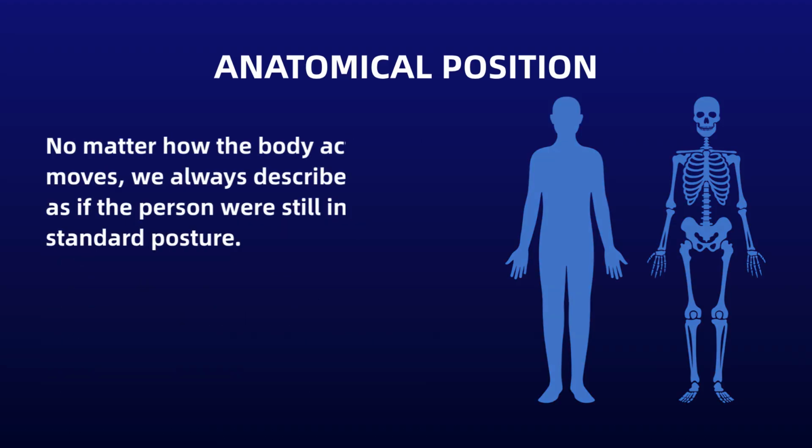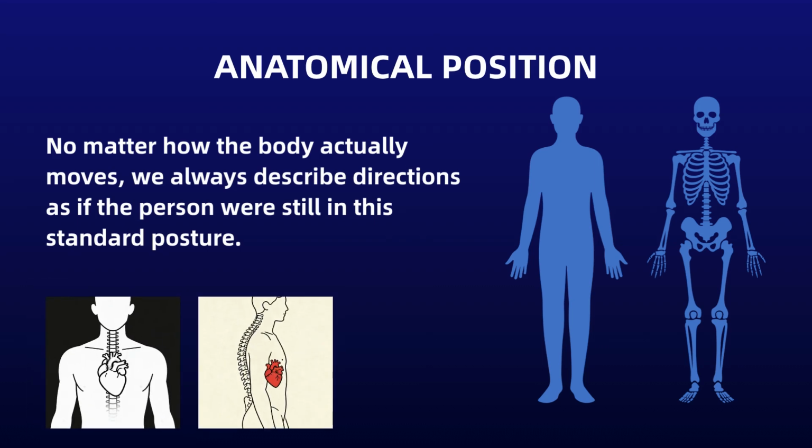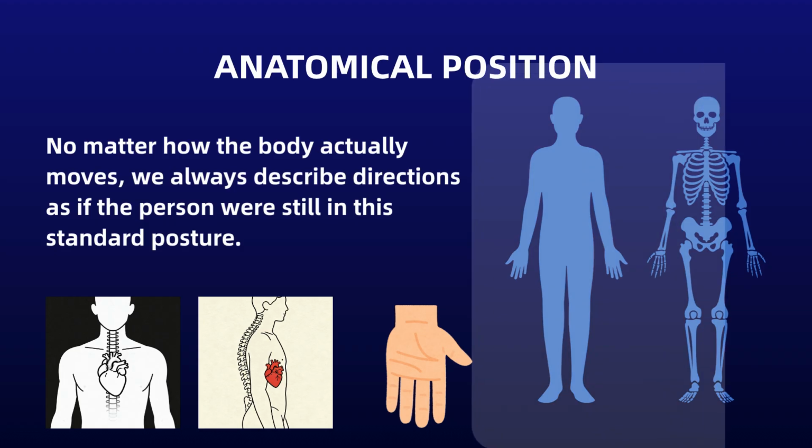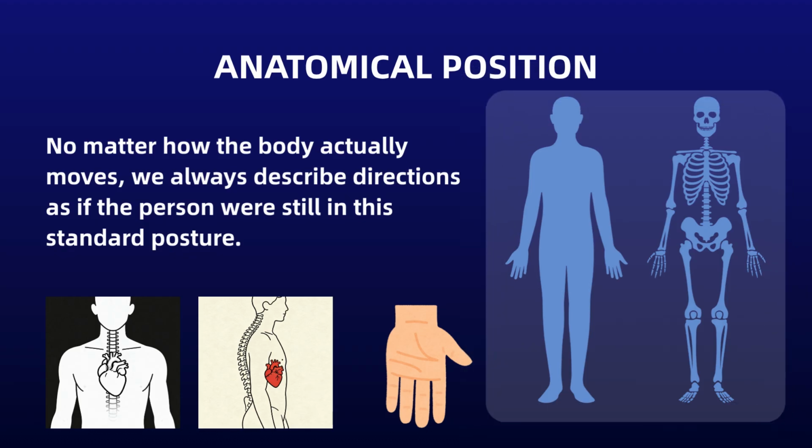Now, no matter how the body actually moves, we always describe directions as if the person was still in the standard posture. So when we say the heart is in front of the spine, or the thumb is on the lateral side of the hand, everyone in the world knows exactly what that means because we are all describing it from the same fixed reference, that is the anatomical position.